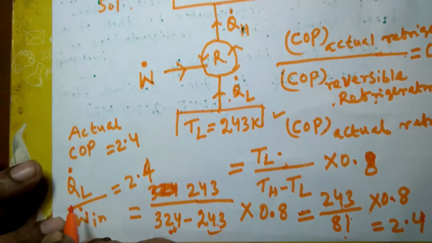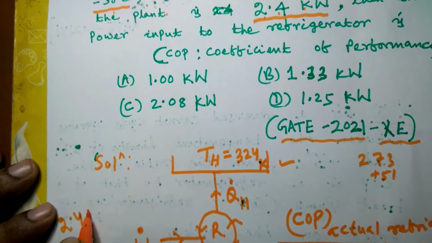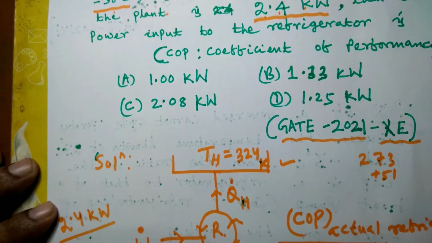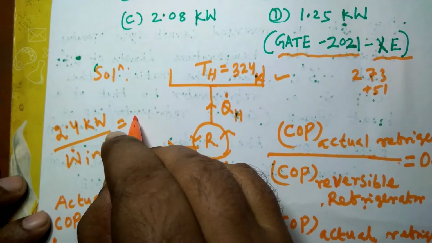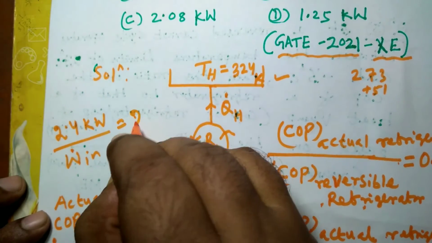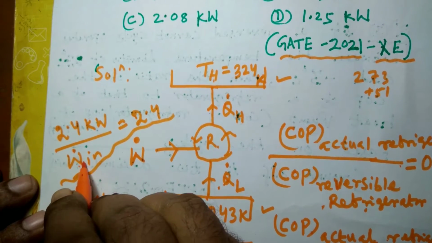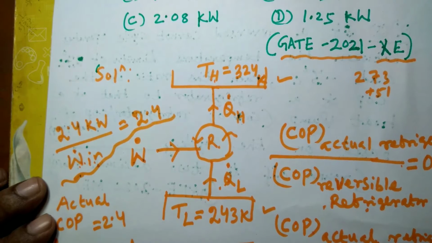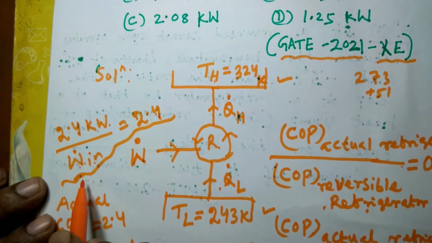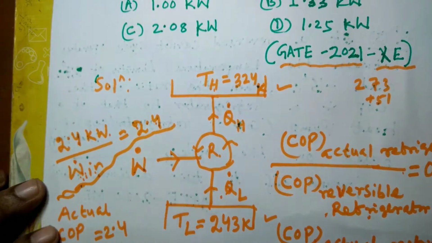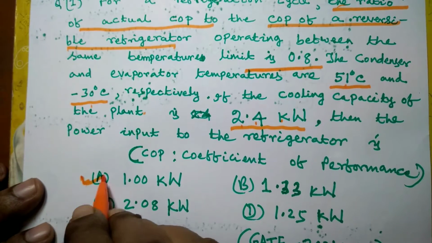But Q dot L is given. Q dot L is 2.4 kilowatt. So 2.4 kilowatt divided by W dot in is equal to the COP, which has come out to be 2.4. Now equating this, we will get W dot in is 1 kilowatt. 2.4 kilowatt and this is 2.4, so obviously W dot in will be 1 kilowatt. So option A is the correct answer.